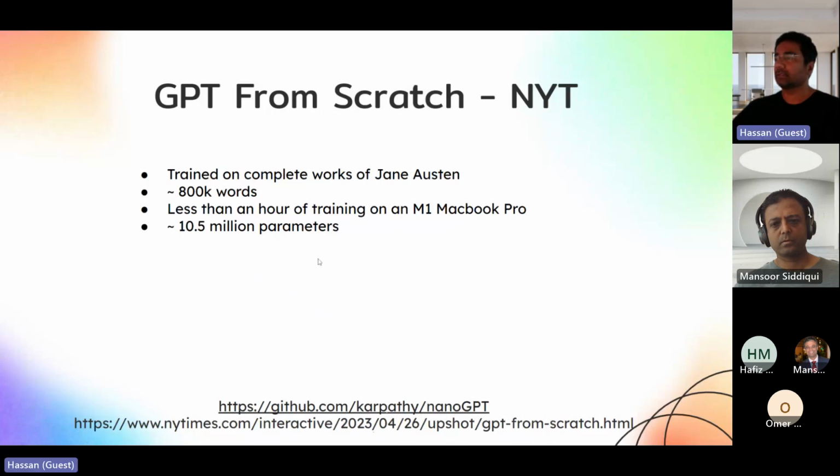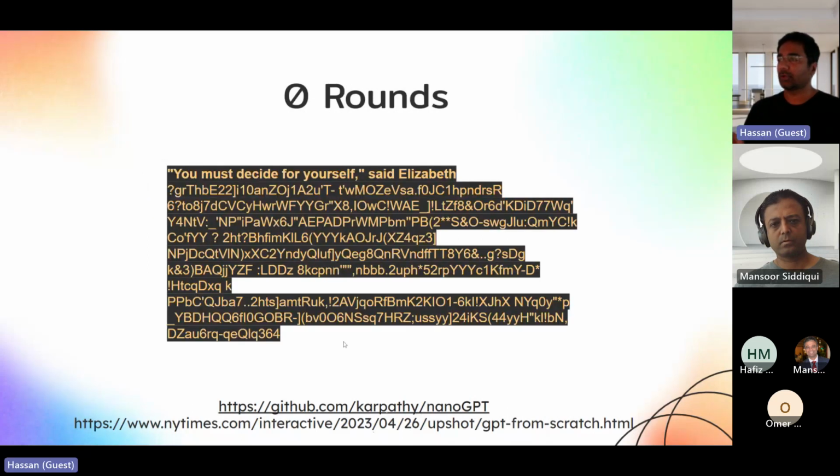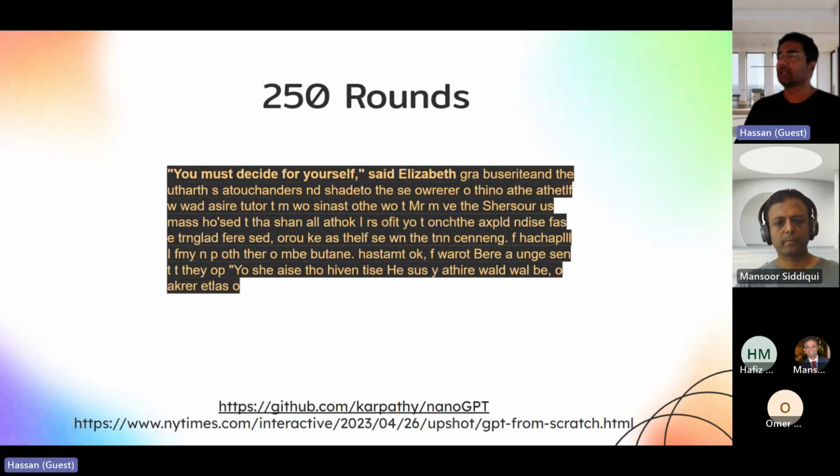Then I have some screenshots here from their article. What they find is, before you even start training, you give this Nano GPT some prompt. The prompt is, "You must decide for yourself," said Elizabeth. So something very similar to what you would find in a Jane Austen novel. And at this point, no training has been done yet on their model, and it just spits out some gibberish, just random characters which don't make any sense.